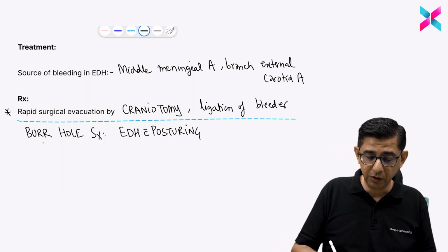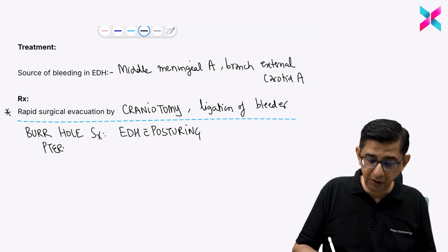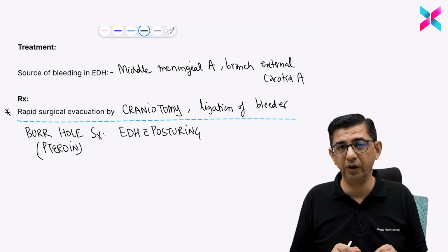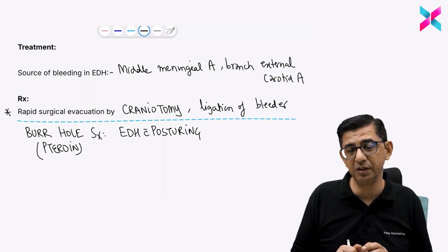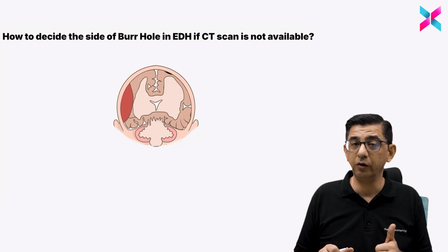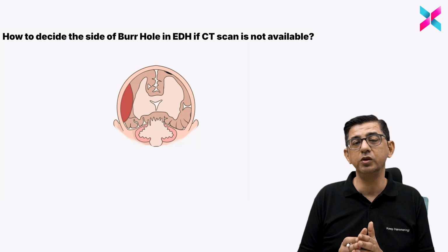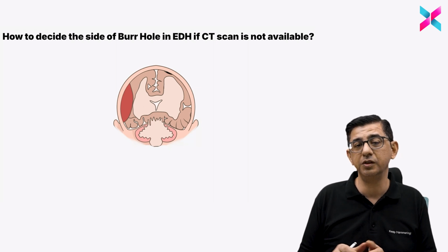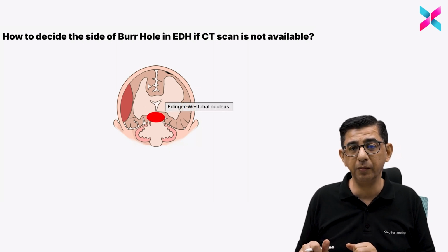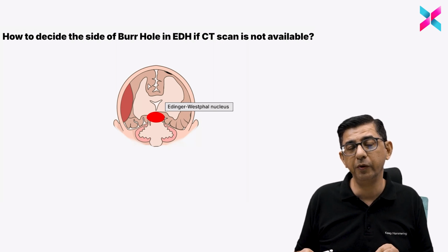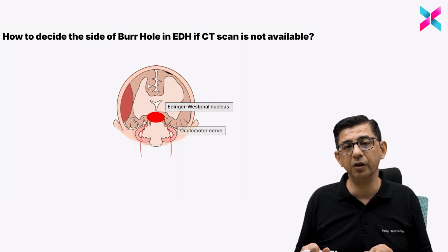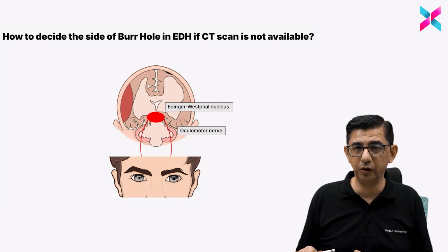The site for Burr hole surgery would be the temporal region, but then he put up a very interesting question in the exam. He said, how would you decide on which side you would be doing a Burr hole in absence of a CT facility being available? See, what I want you to understand is that we are a resource limited country. So in those circumstances where I do not have a CT scan available, what I can rely on is the finding with respect to the midbrain, where there is the Edinger-Westphal nucleus, and then we have an oculomotor nerve that's supplying the 2 eyes of the patient.